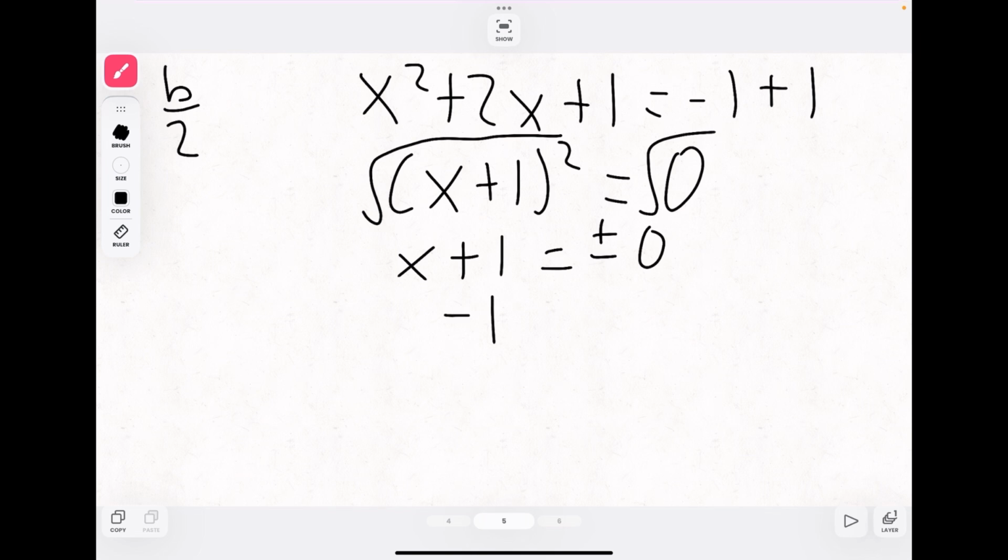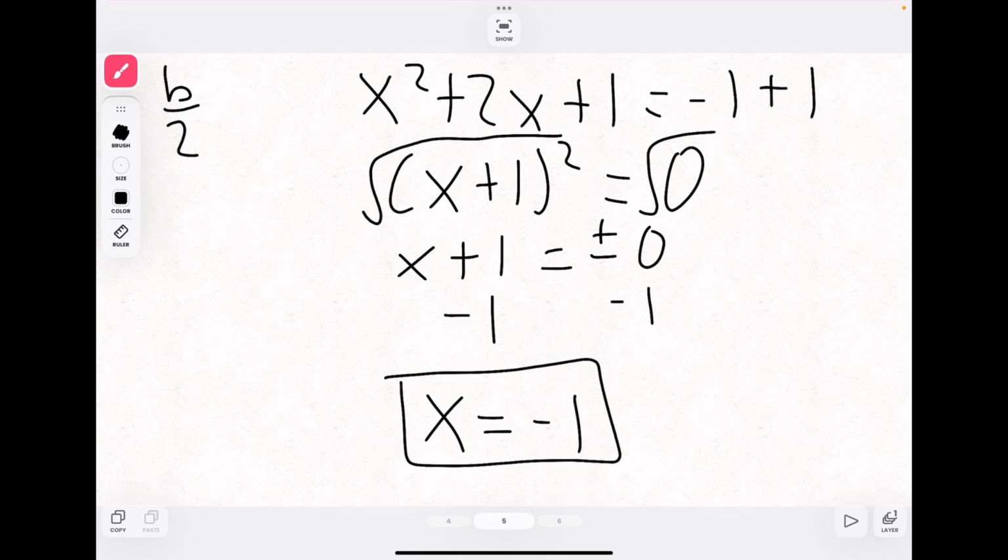So from here, you can just minus 1 on both sides, and your final answer is going to be x is equal to negative 1.